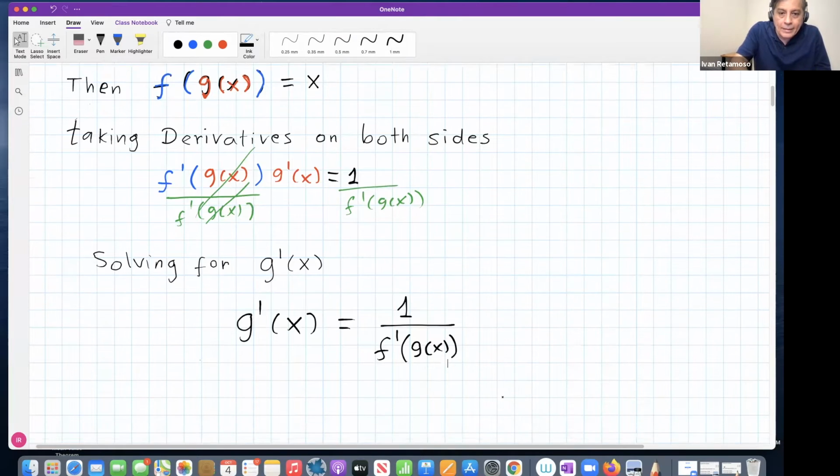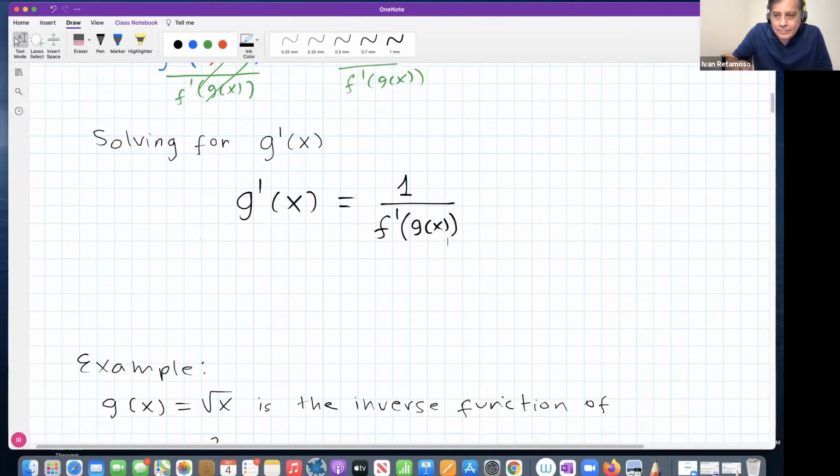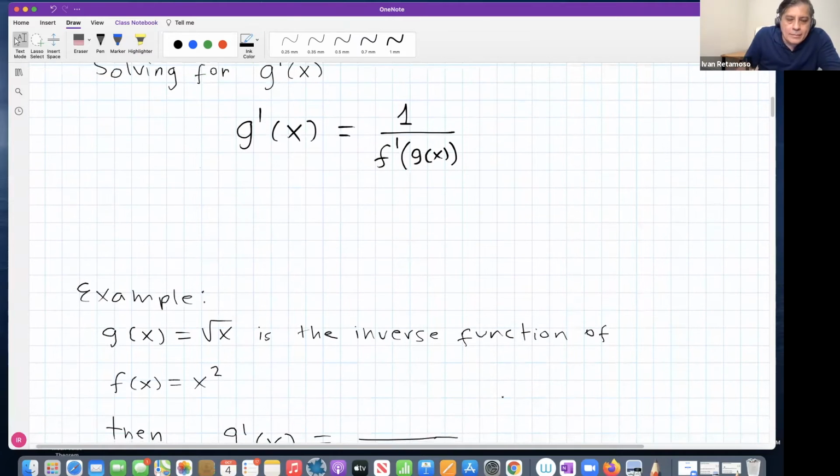Very good. Okay, guys, so now, as an example of this formula, recall we work with this square root function, square root of x.